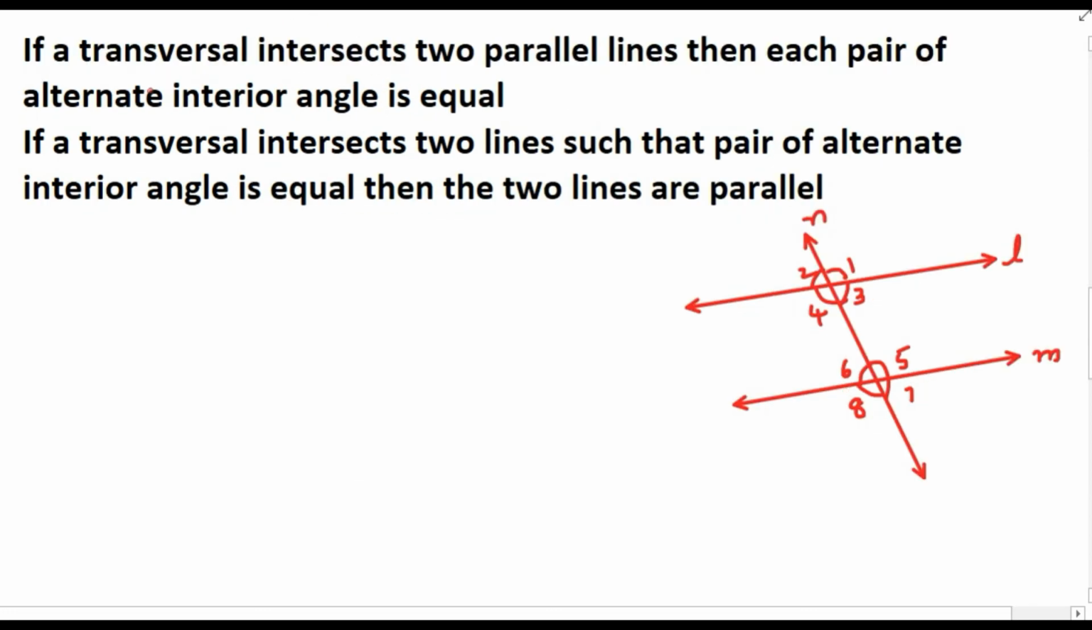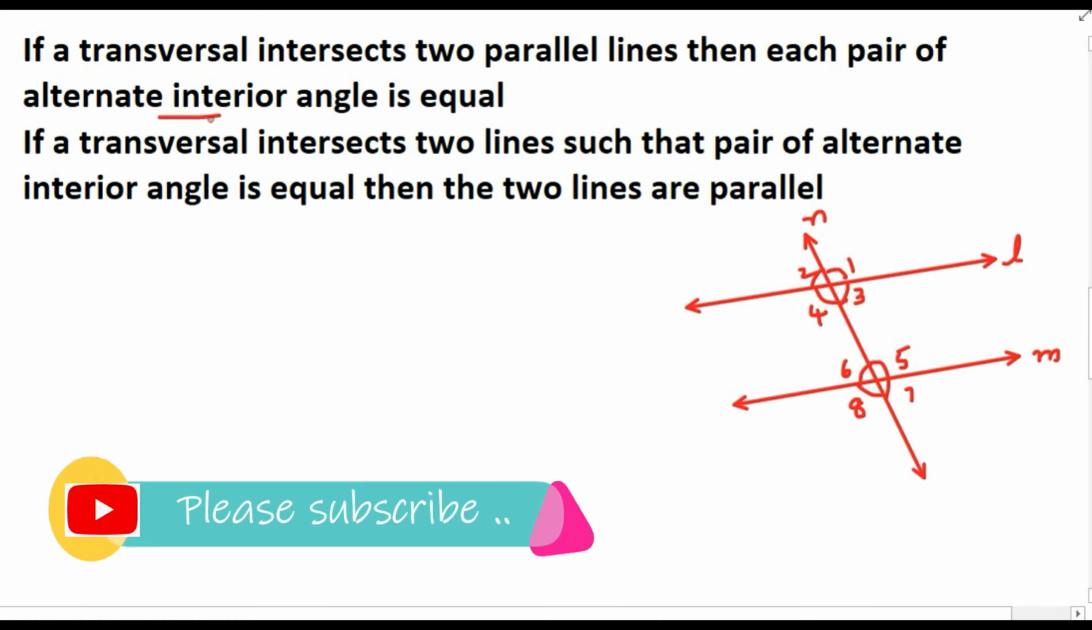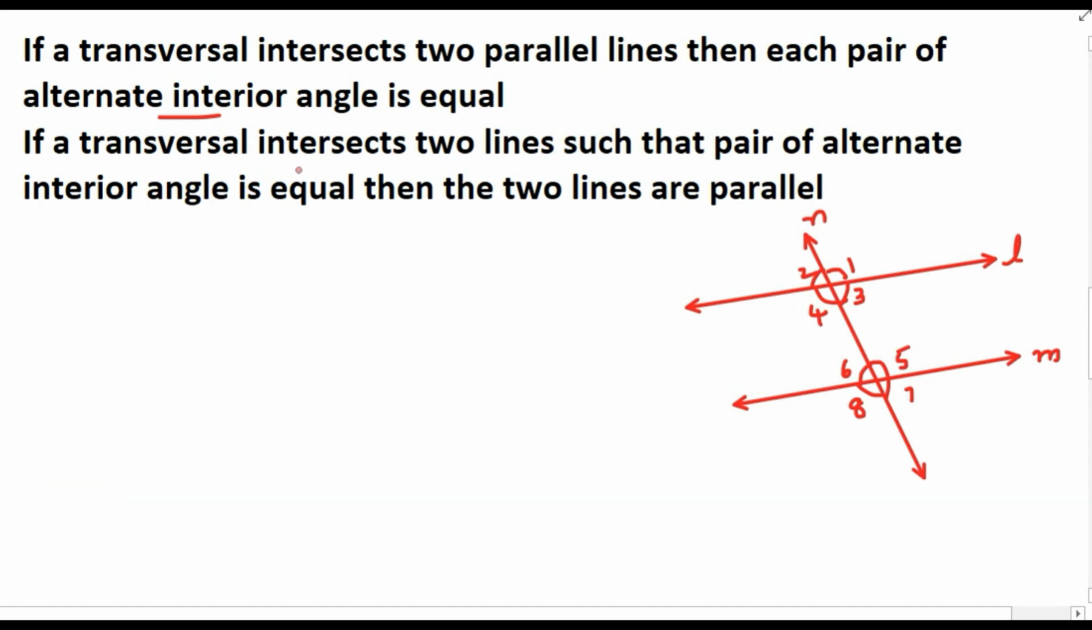So the next result is, if a transversal intersects two parallel lines, then each pair of alternate interior angles is equal, as well as the converse of the statement: if a transversal intersects two lines such that a pair of alternate angles is equal, then those two lines are parallel. So you can say that here alternate interior angles are angle 4 and angle 5. They will be equal in measure. Same way, angle 3 and angle 6 are alternate interior angles. They will be equal in measure.